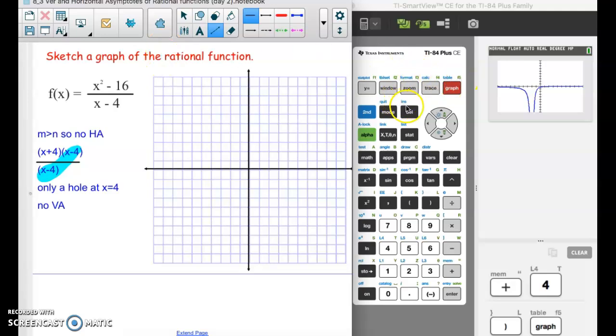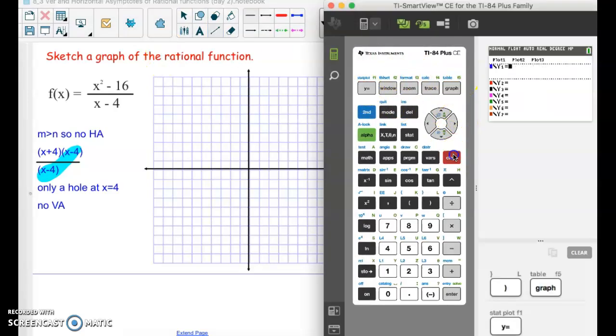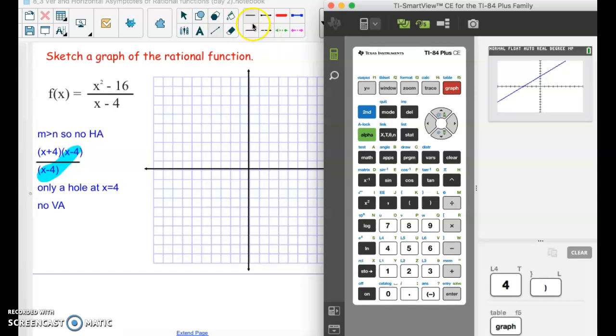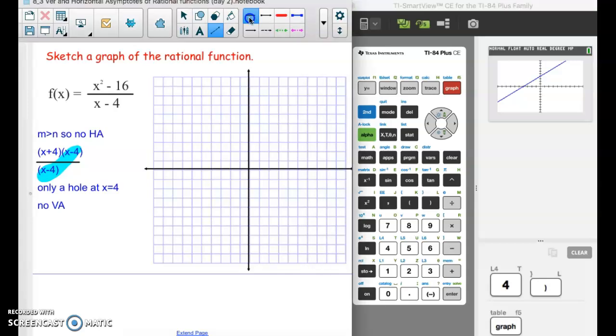So we have to draw in the hole though. Let's see what the graph looks like, and then we can draw in the hole after we see what the graph looks like. X squared minus 16 divided by x minus 4. Yeah, it looks like a straight line. So what I would do is I would make that straight line. It's linear. Oh yeah, because it's x plus 4. That's fun.